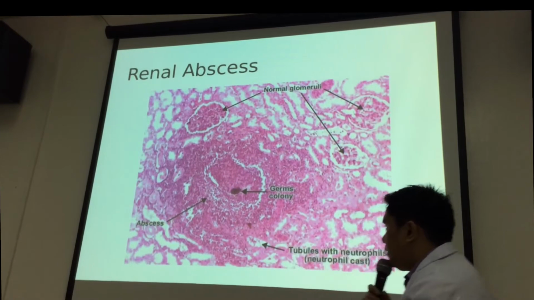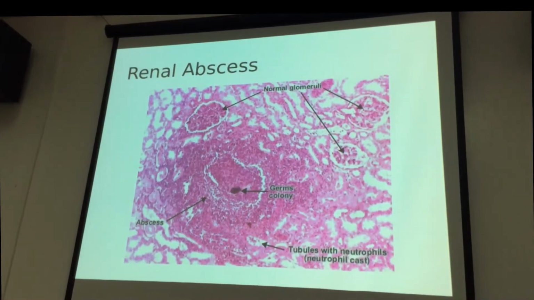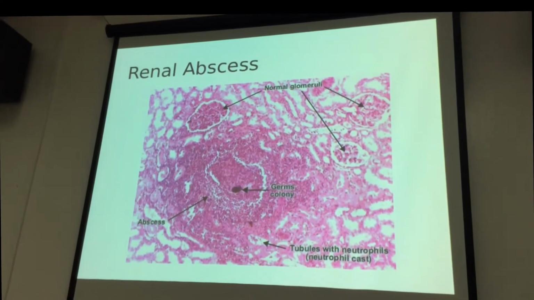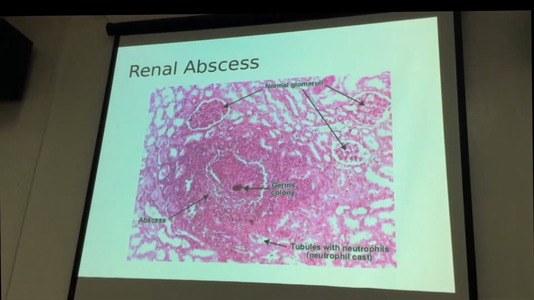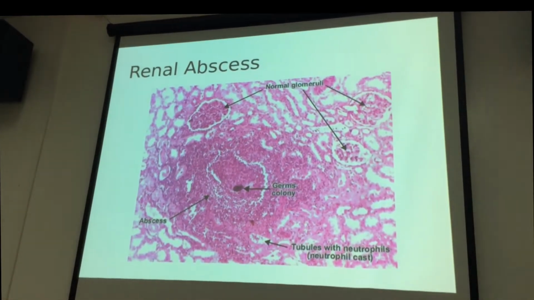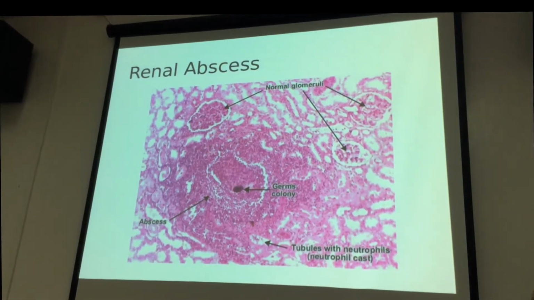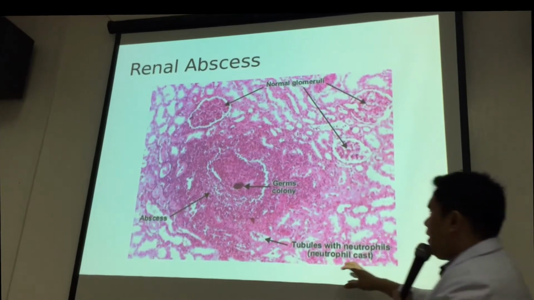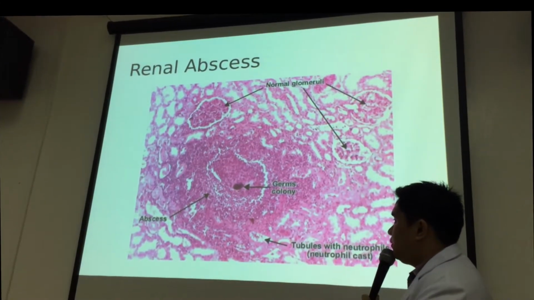Along the borders, you have to remember that the abscess will be walled off by an area of fibroblastic proliferation as well as young immature capillary blood vessels. Okay, this is part of the tissue repair and also a response to inflammation.